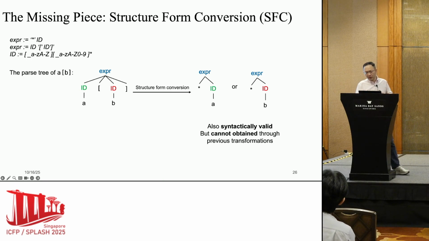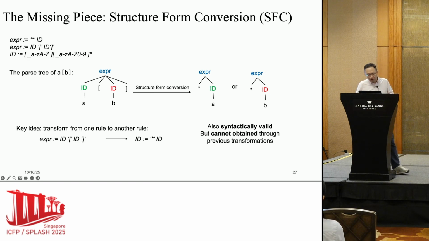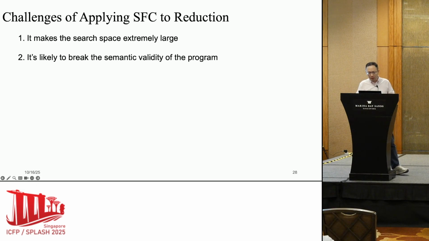For example, we can simplify this subtree without breaking its syntax by performing the transformation shown in the figure here. According to the grammar, expressions can have two forms. The first one is something like a pointer dereference, and the second one is more like accessing array elements. The idea of this transformation is to convert the expression from one form to the second form. In this work, we call it structure form conversion, SFC, and propose to leverage this kind of transformation to improve the reduction performance.